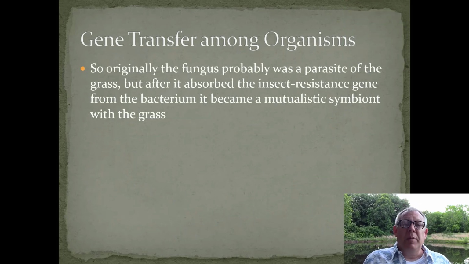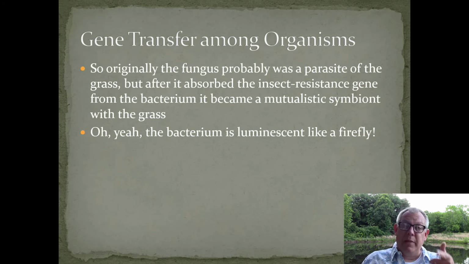So originally the fungus was probably a parasite of the grass. And so the grass did not benefit by the fungus being there. But once that fungus absorbed that insect resistance gene from the bacterium, now the grass does have an advantage to being infected by the fungus. Now you go from a parasitic relationship to a mutualistic relationship. And so both species benefit and both their fitness went up. So that's pretty cool. Oh yeah, you know what else is cool? The bacterium I'm talking about, it's luminescent. It glows in the dark like a firefly, like lots of bacteria do. Now come on, tell me that's not cool. Tell me that is not cool.